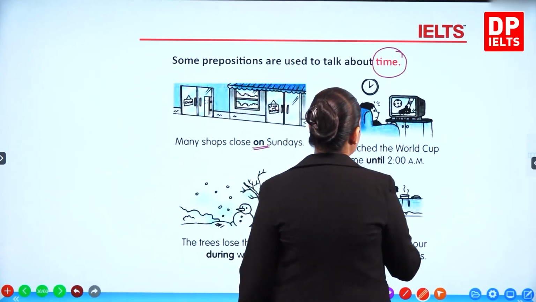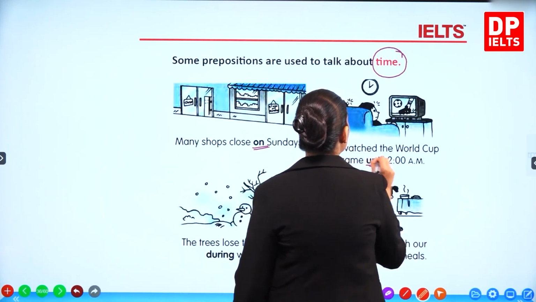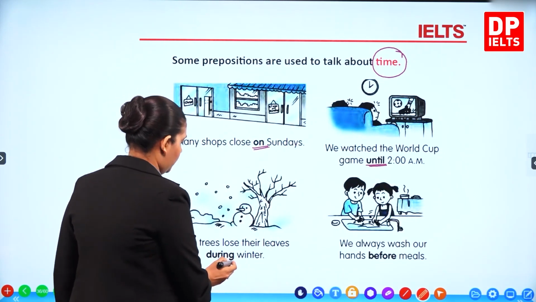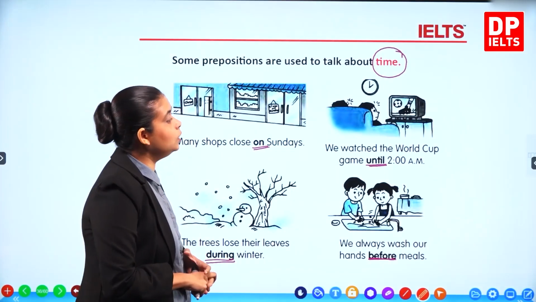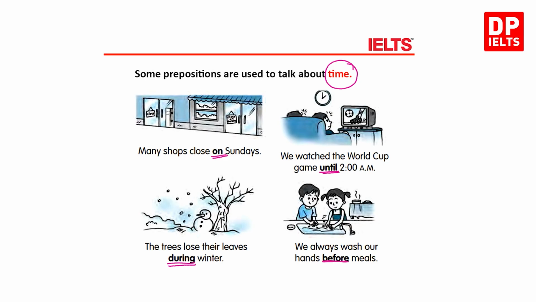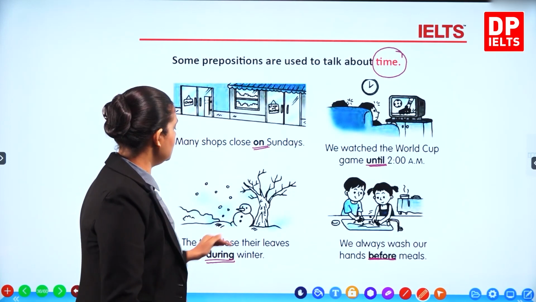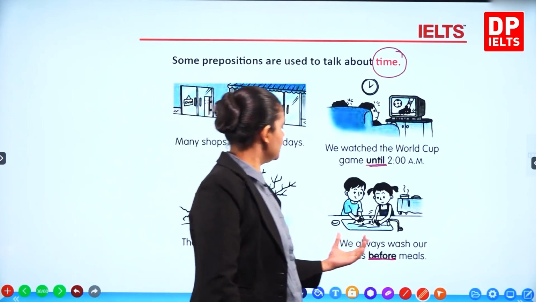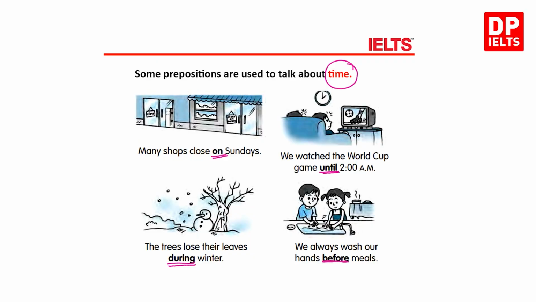We watch the World Cup game until 2 a.m. The trees lose their leaves during winter. அதிகாலை 2 மணி வரை நாங்க வேர்ல்ட் கப் கேம் பார்த்தோம். until வரை, இந்த டைம் வரை. The trees lose their leaves during winter. பனிக்காலத்தின் போது என்பதுதான் during. மரங்களிலிருந்து இலைகள் உதிர்ந்து விழும். We always wash our hands before meal. சாப்பிடுவதற்கு முன்னாடி, ரைட், சாப்பிடுவதற்கு முதல், before என்றால் நாங்க எப்பவும் கைகளை கழுவுவோம்.